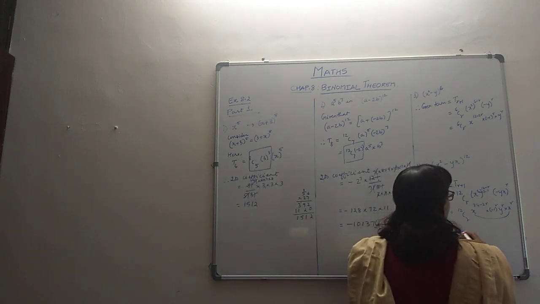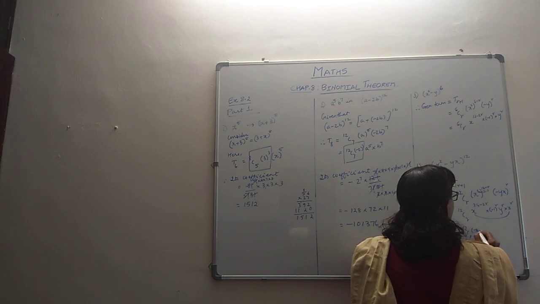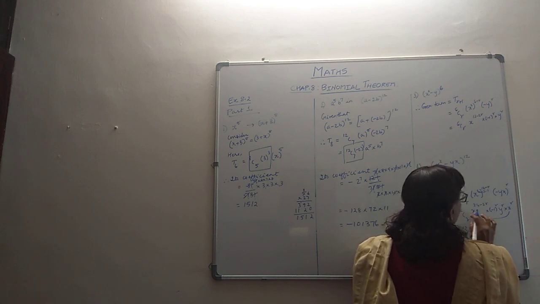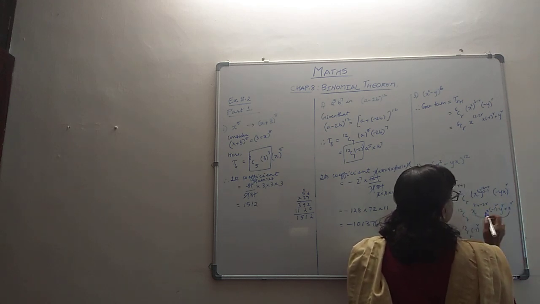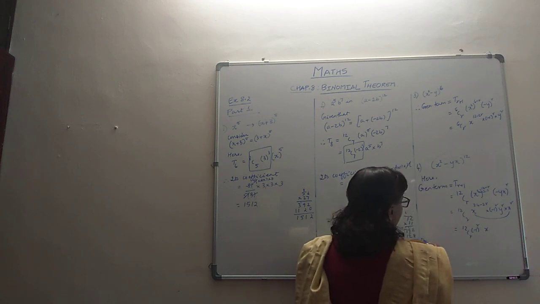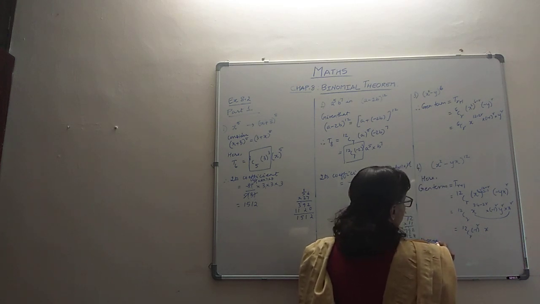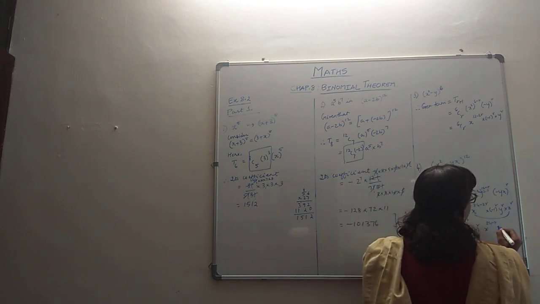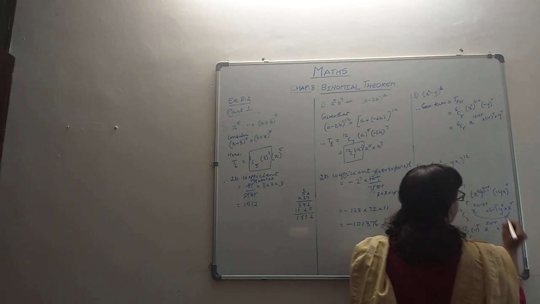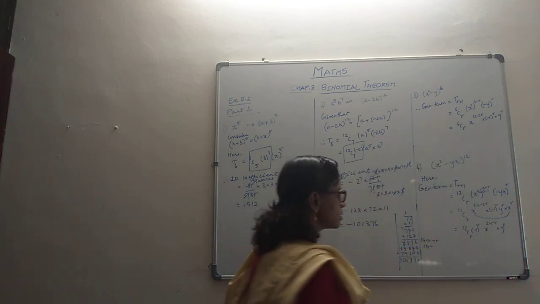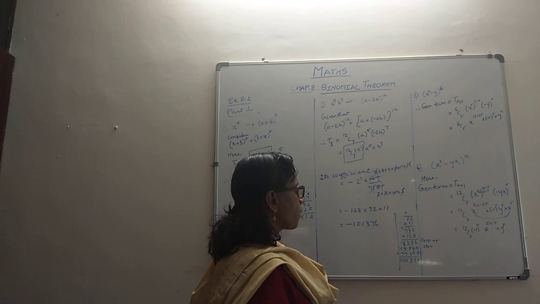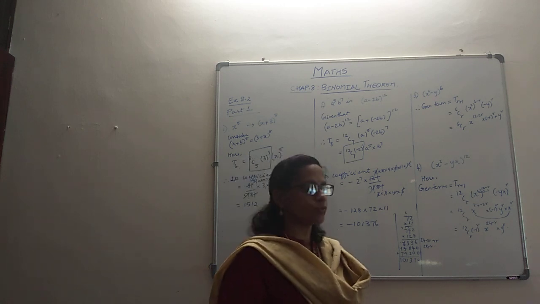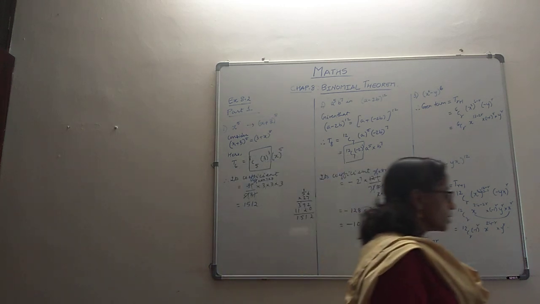So it's better to solve it. So maybe 12Cr minus 1 raised to r, x raised to... a raised to m into a raised to n is a raised to m plus n. So the powers are getting added up: 24 minus 2r plus r. So it will be 24 minus r. So it's x raised to 24 minus r into y raised to r. That's it. So that's the general term for question number 4.